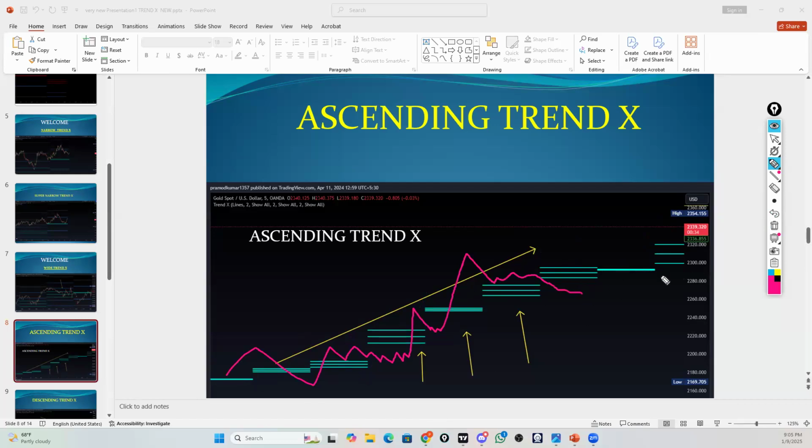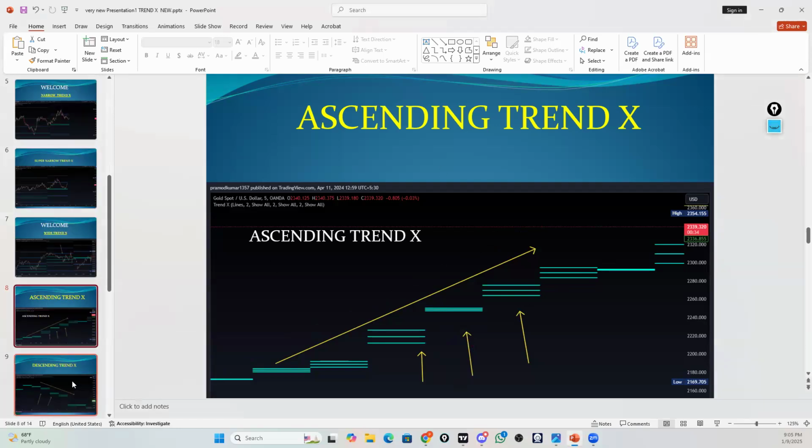Correct? So the drawing always looks beautiful. But you should always remember one thing. This is an uptrend. This is a daily trend X, 5 minutes chart. It applies to the weekly and the monthly also. Okay. So now descending trend X, downtrend.